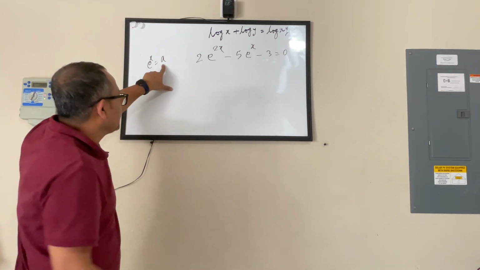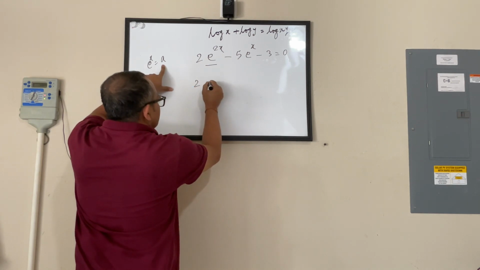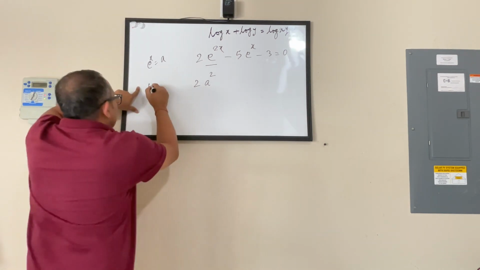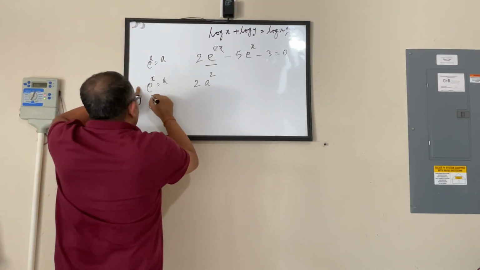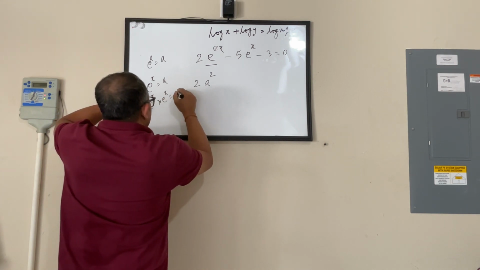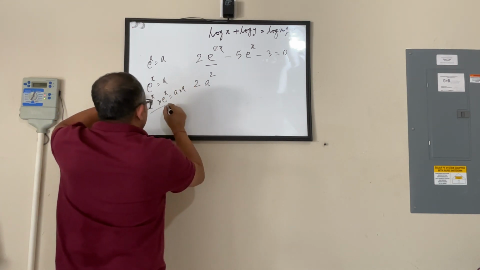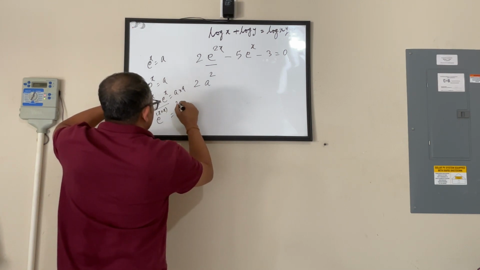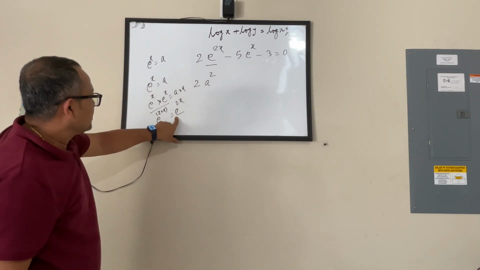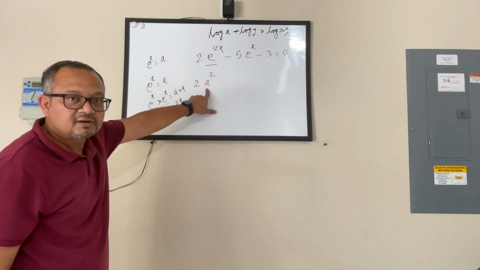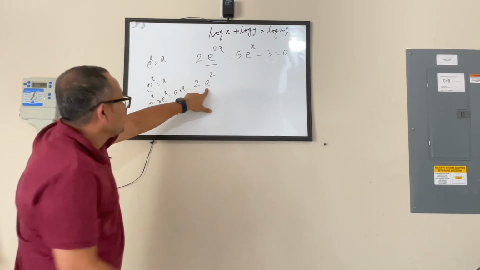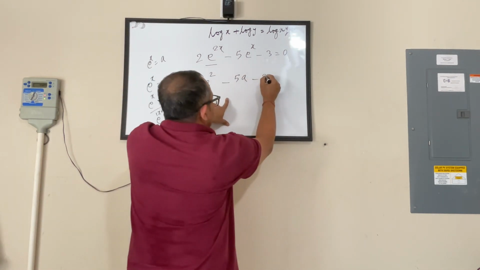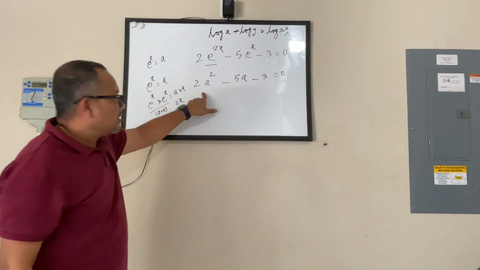If I say this is a, this is a squared, 2a squared, because e to power x is equal to a. If I say e to power x into e to power x, that becomes a into a, and here e to power becomes x plus x, equal to e to power 2x. So I can say this is a squared minus 5a minus 3 equals 0.